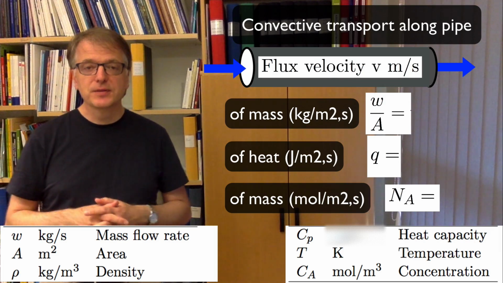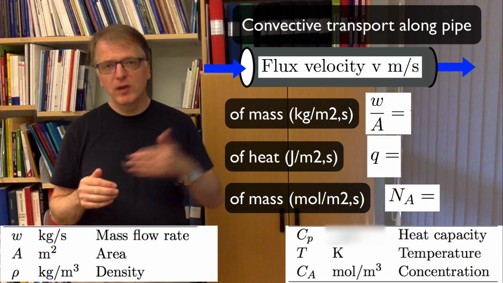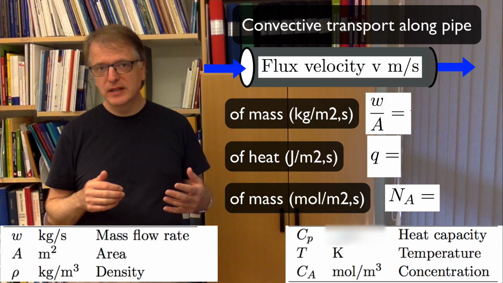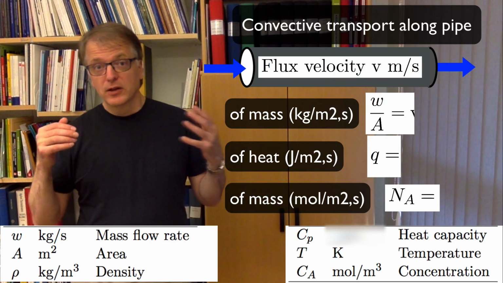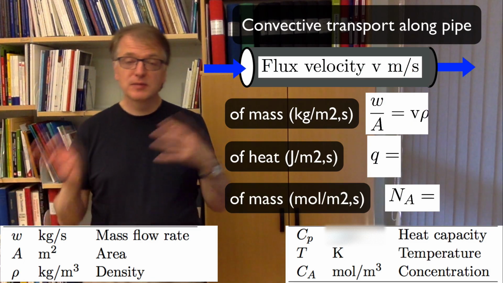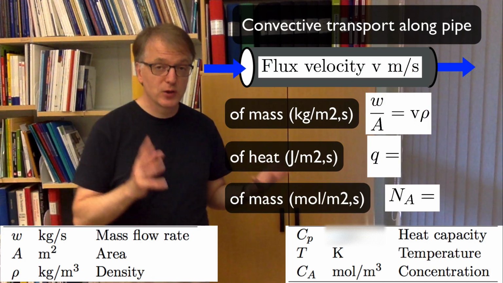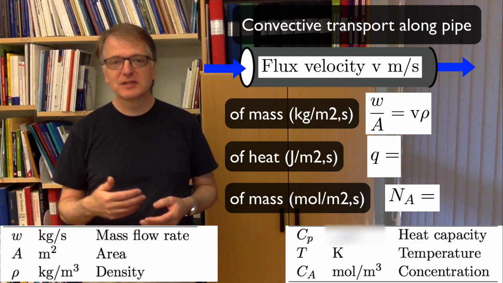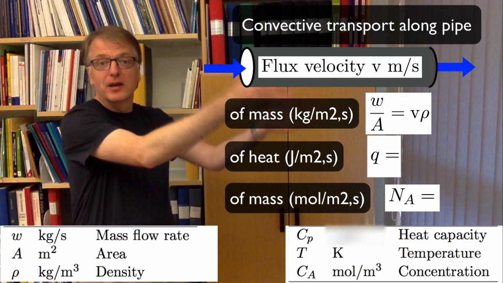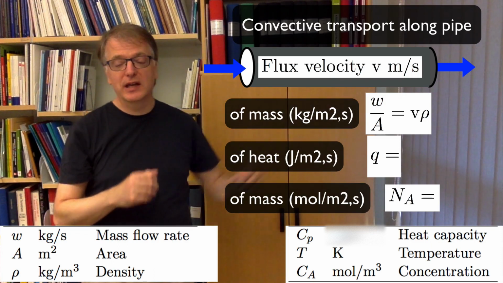The mass transfer. Well, if you know the velocity and you know the density, you only need to multiply the two. The velocity, meter per second, times the density, kilogram per cubic meter, becomes automatically kilogram per square meter and second. So that is how many kilograms pour out at the other end.